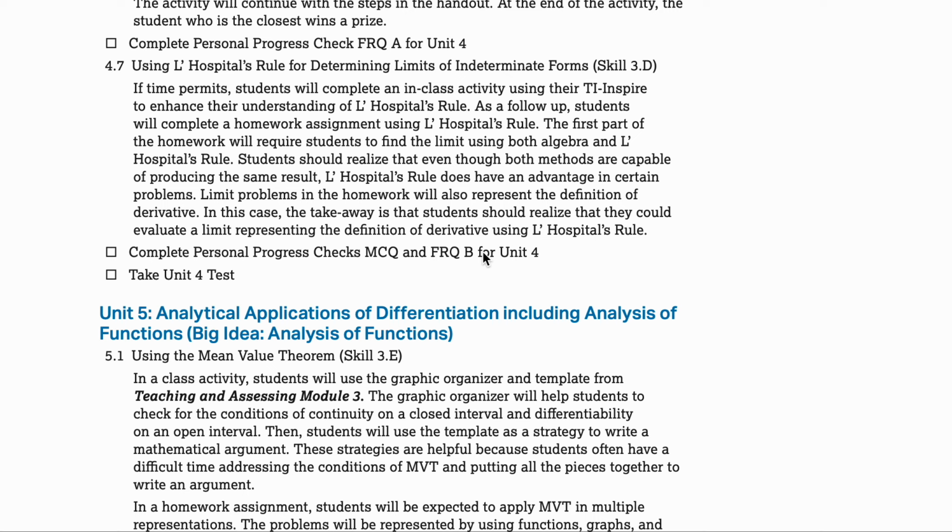Finally, you learn L'Hopital's rule, which teaches you how to determine limits of indeterminate form. So this is kind of tying back the concept of limits to unit 1, but you're learning a more advanced technique for evaluating limits that you previously did not know how to evaluate.